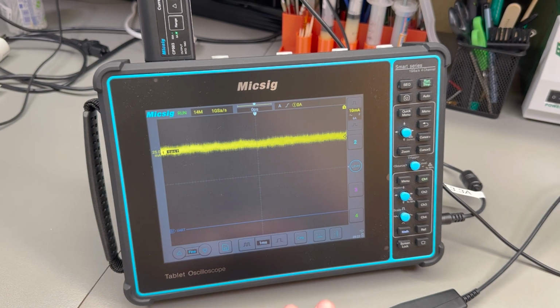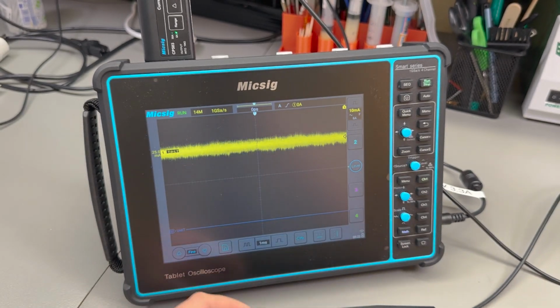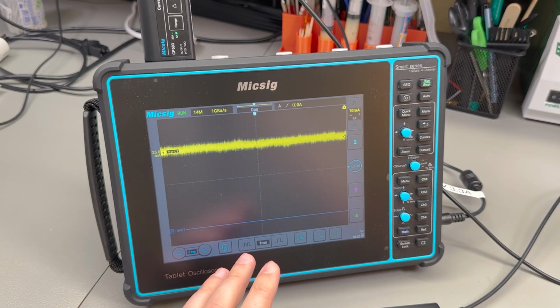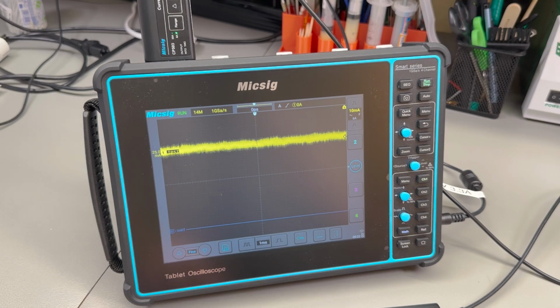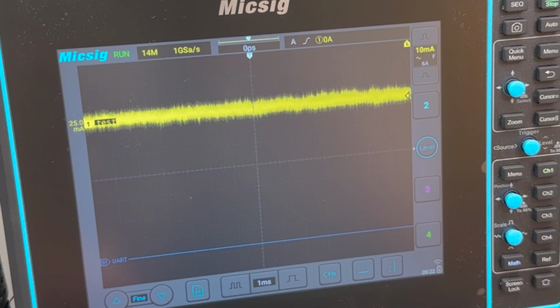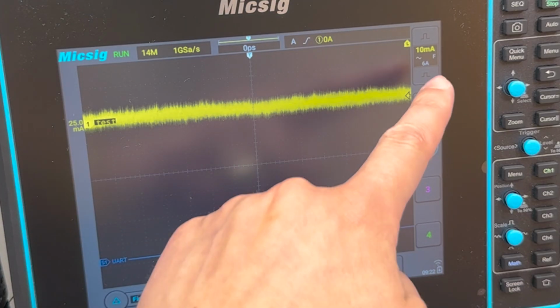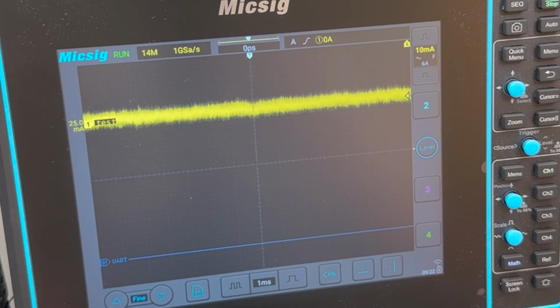Looking at just having the probe sitting on my desk and connected to the oscilloscope, I have my vertical range set to 10 milliamps per division. I have my probe set to the 6 amp range as indicated on screen. And the noise level is pretty much one division, so it's in the 10 milliamps range, which again is not bad at all because you wouldn't use this to measure such low currents.